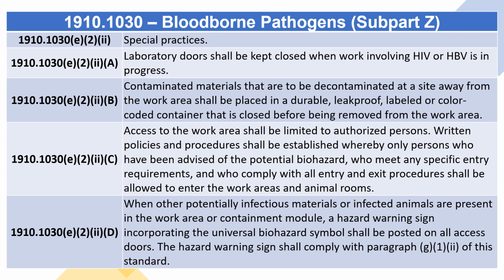Written policies and procedures shall be established whereby only persons who have been advised of the potential biohazard, who meet any specific entry requirements, and who comply with all entry and exit procedures shall be allowed to enter the work areas and animal rooms. When other potentially infectious materials or infected animals are present in the work area or containment module, a hazard warning sign incorporating the universal biohazard symbol shall be posted on all access doors. The hazard warning sign shall comply with paragraph (g)(1)(ii) of this standard.